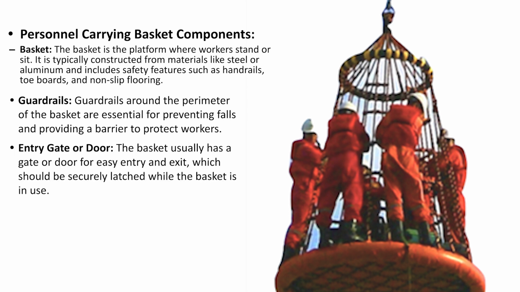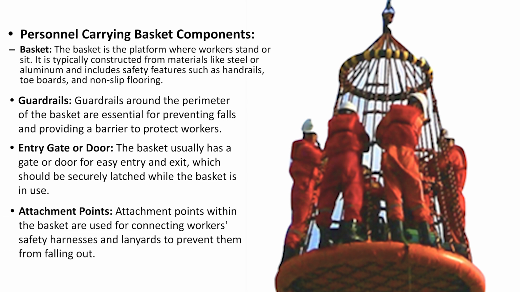Entry gate or door. The basket usually has a gate or door for easy entry and exit, which should be securely latched while the basket is in use. Attachment points. Attachment points within the basket are used for connecting workers' safety harnesses and lanyards to prevent them from falling out. Equipment for lifting personal baskets.